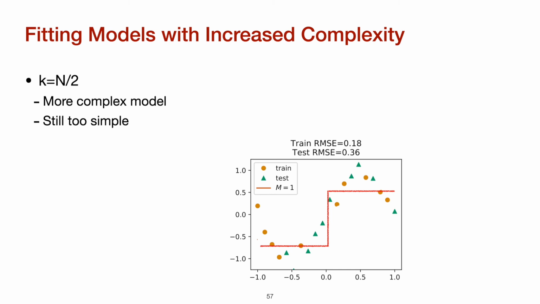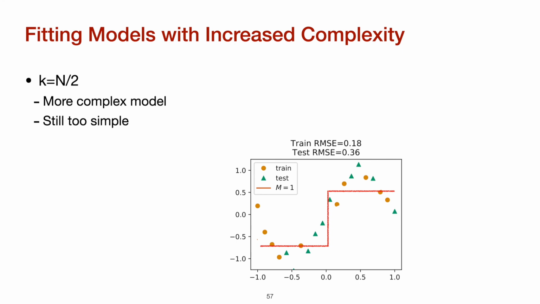So we can increase model complexity. Say we move from k equals n to k equals n over 2. We get a more complex model. Now we're averaging across the 2 sets of the data, and we get this clear decision boundary around the middle of our data set, where before that we're around minus 0.75, and on the other side of this decision boundary we're about 0.5.